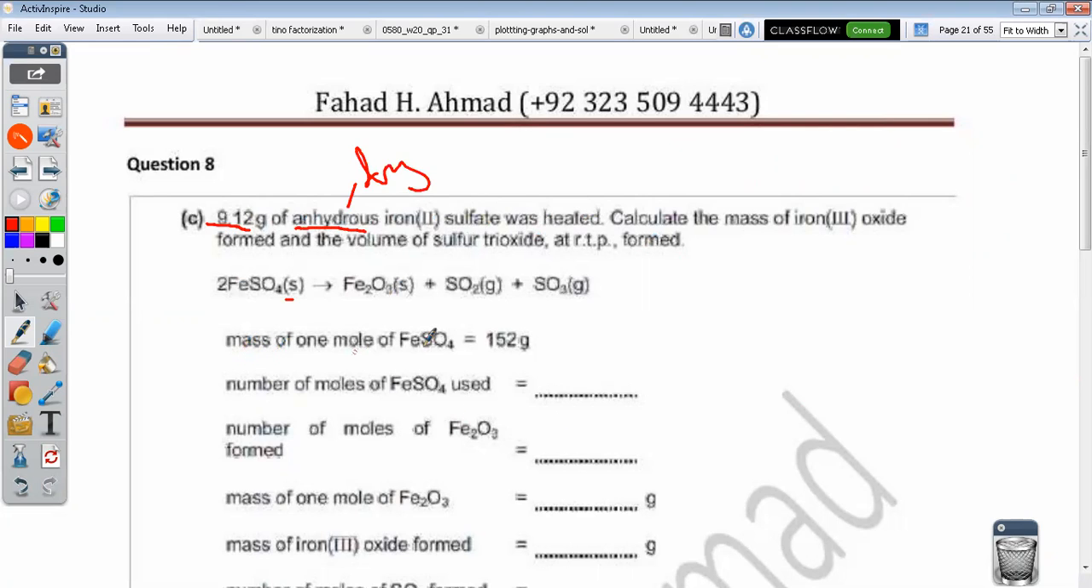They are giving you a clue: one mole of that. One mole means the MR. It means don't calculate the MR of this. Clear? Make sense? Straight away, the number of moles of the iron sulfate. How much iron sulfate was used? Number of moles is mass divided by the MR. We use 9.12. And what is the MR? 152. See that? Not difficult. What do you get?